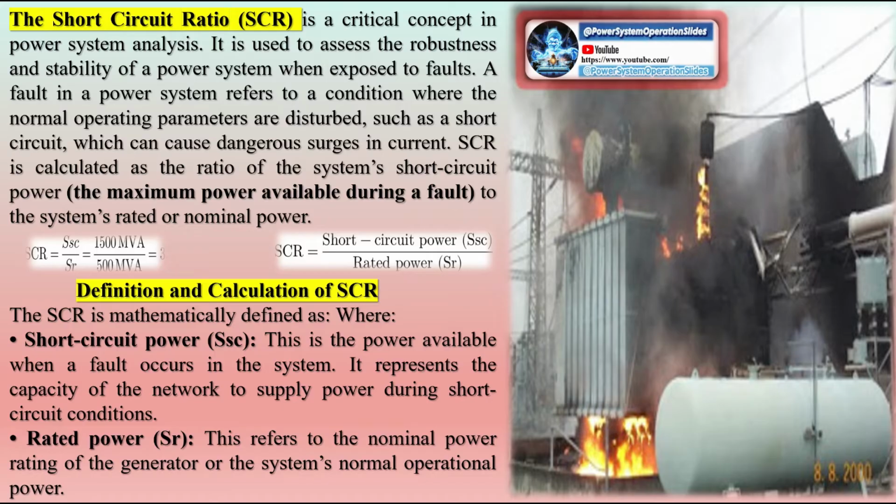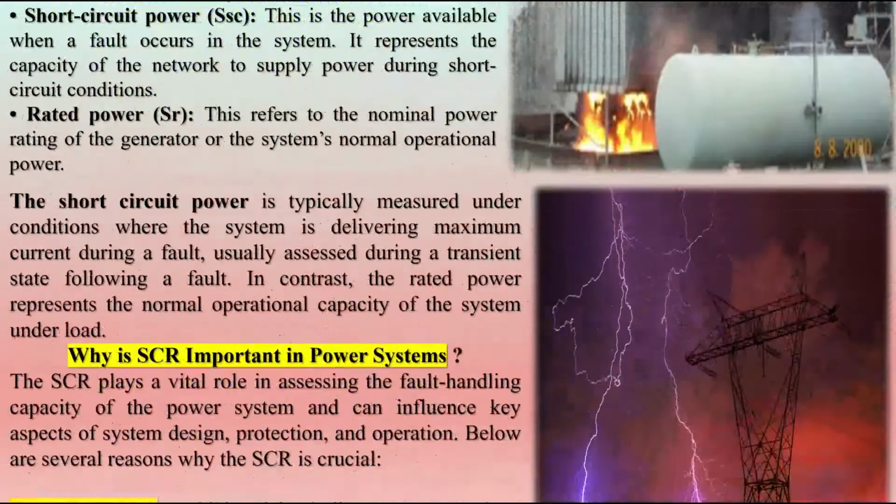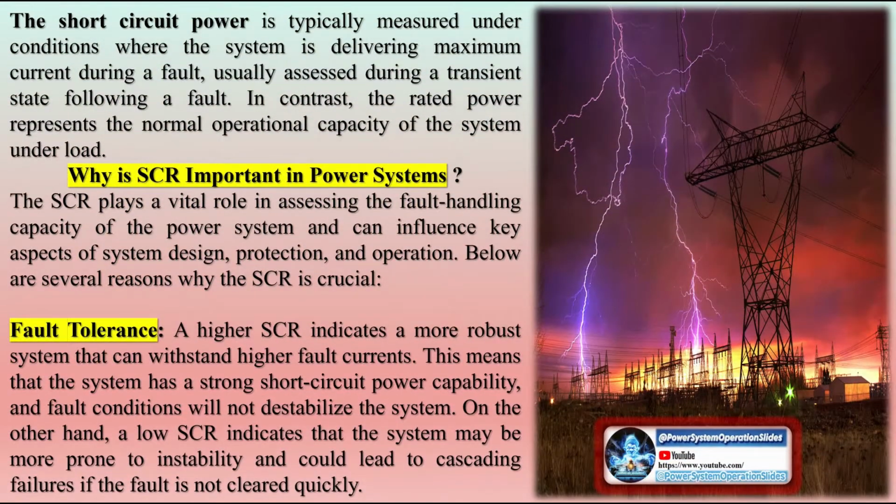Factors affecting SCR. Several factors can influence the SCR of a power system. The size and capacity of generators in the system directly impact the SCR. Larger generators contribute more to the short-circuit power and thus increase the SCR. The arrangement of the system, including the number of interconnected generators, transformers, and substations, can affect the SCR. A system with more generators or a stronger network will generally have a higher SCR.